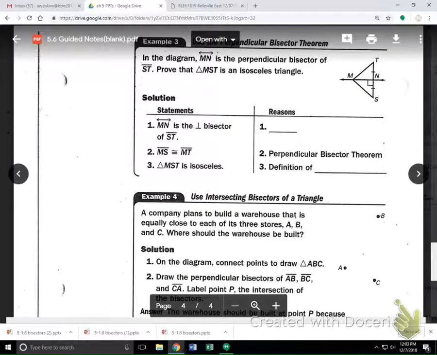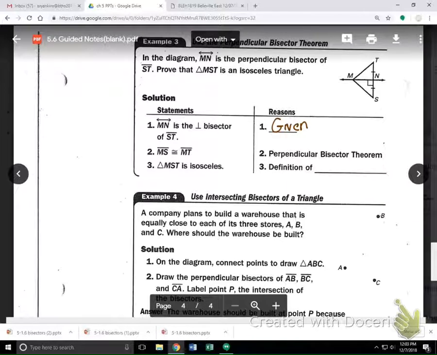So right now in the diagram, we see that line MN is the perpendicular bisector of ST. We want to prove that triangle MST is an isosceles triangle. So our first step, line MN is a perpendicular bisector of ST. How did we know that? It's given. So your first blank is going to be given.